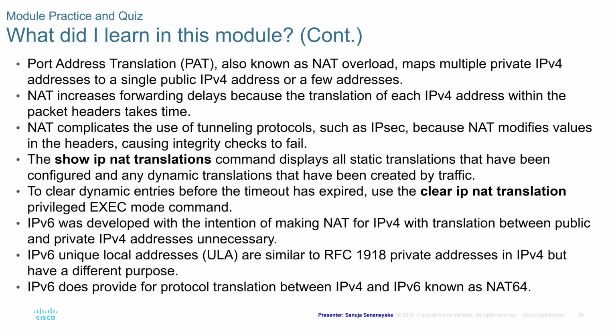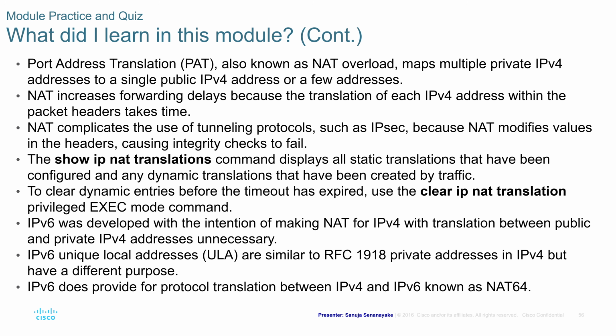We learned about the concept of PAT, also known as port address translation. PAT is also called NAT overload because it maps multiple private IPv4 addresses to a single public IPv4 address, or to a handful of public IPv4 addresses. NAT increases forwarding delays because the translation of each IPv4 address within the packet headers takes time. Remember, NAT is basically using the packet headers to do the translation, and it does increase the forwarding times.